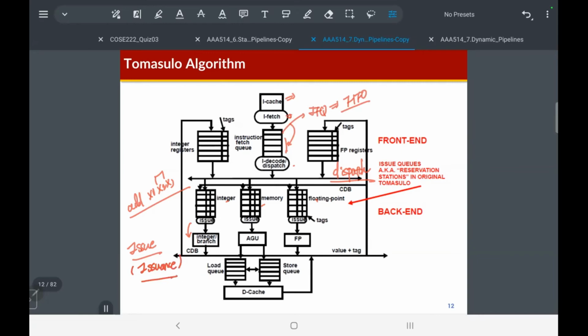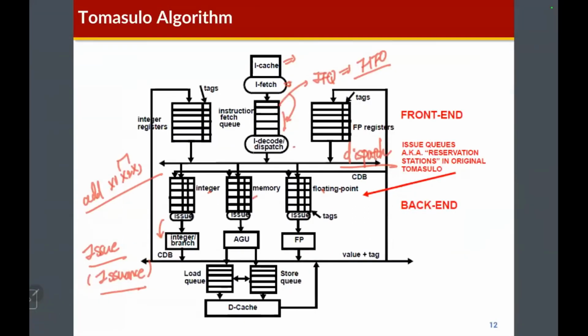If the execution of the instruction is completed, the result is delivered to the common data bus, called the CDB. Then the result is written back to the integer registers or floating point registers. Also, you can find the load queue and store queue here, and you can find the data cache. So this is the Tomasulo algorithm applied to the out-of-order processor architecture.